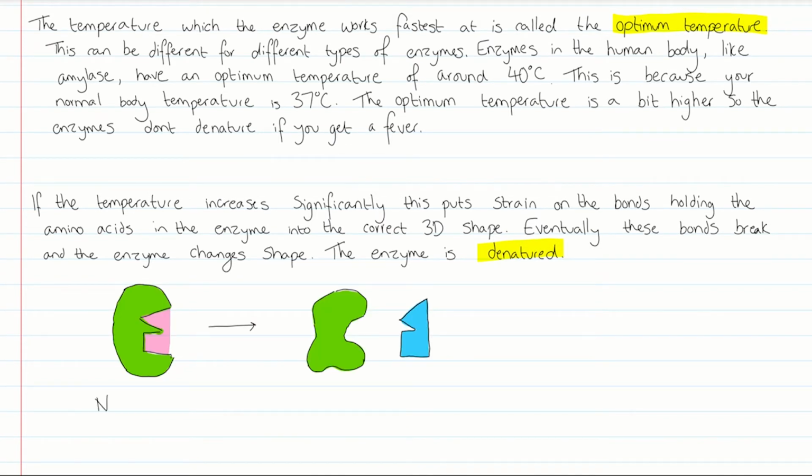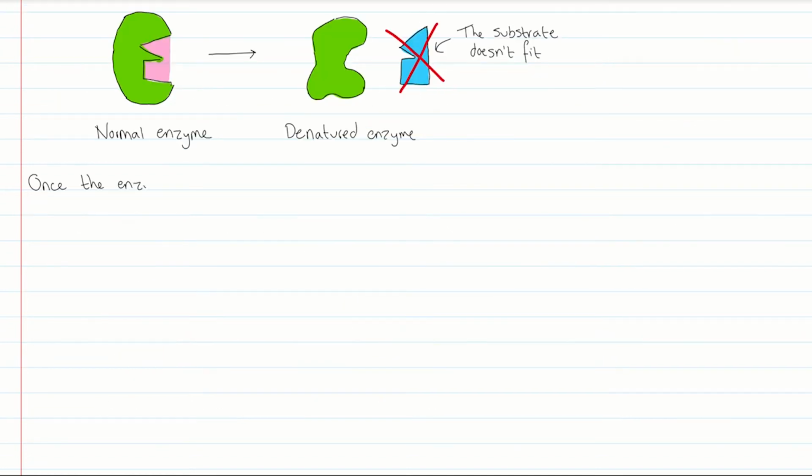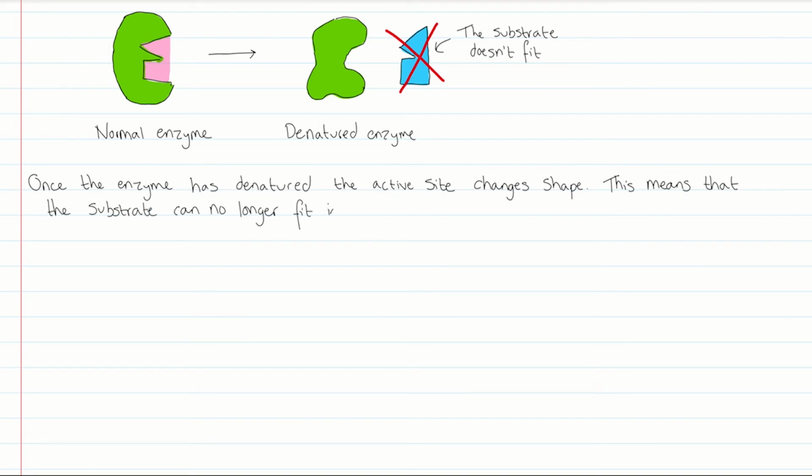I've drawn a diagram here that represents how this works. You can see the enzyme on the right is a different shape to the enzyme on the left. The enzyme on the right is denatured. The substrate does not fit into the active site. Once the enzyme has denatured, the active site changes shape. This means that the substrate can no longer fit into the active site.